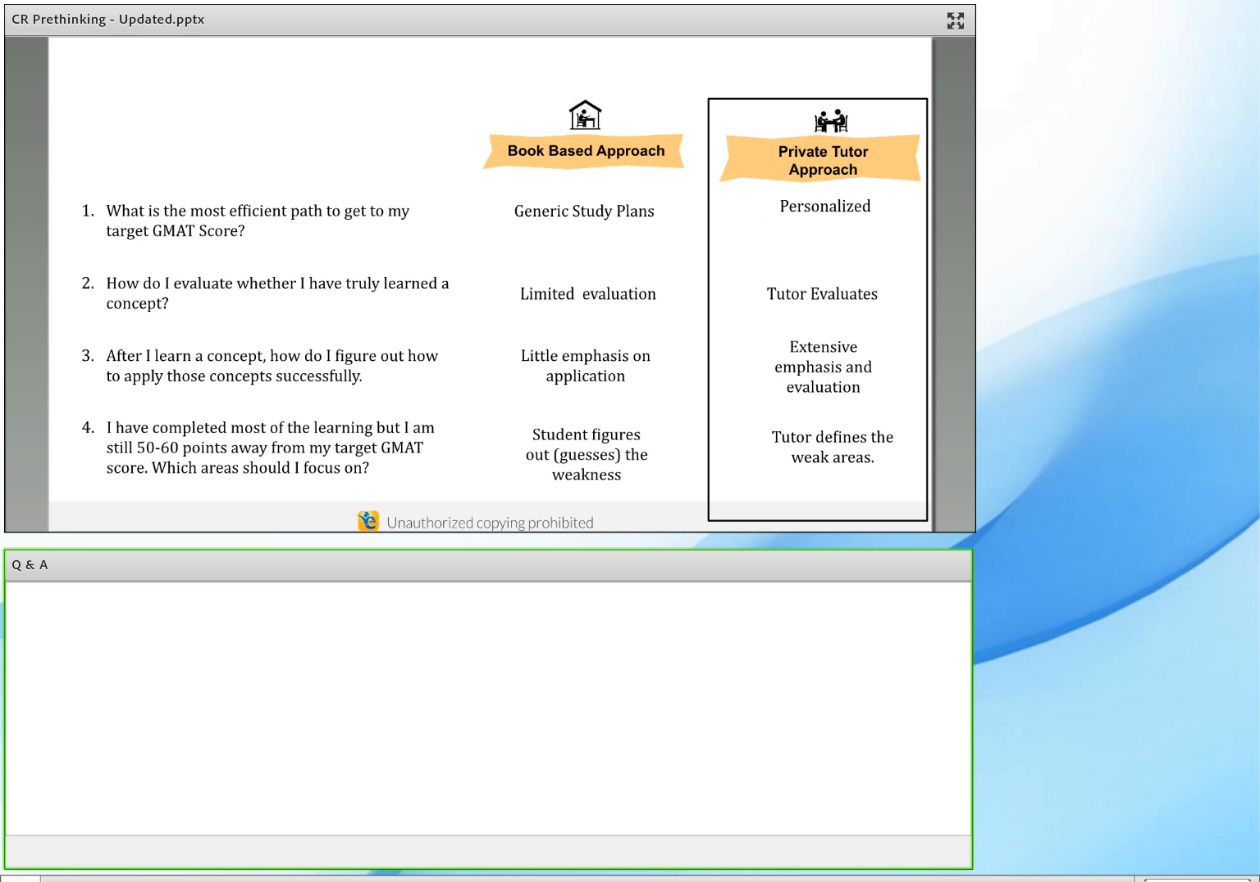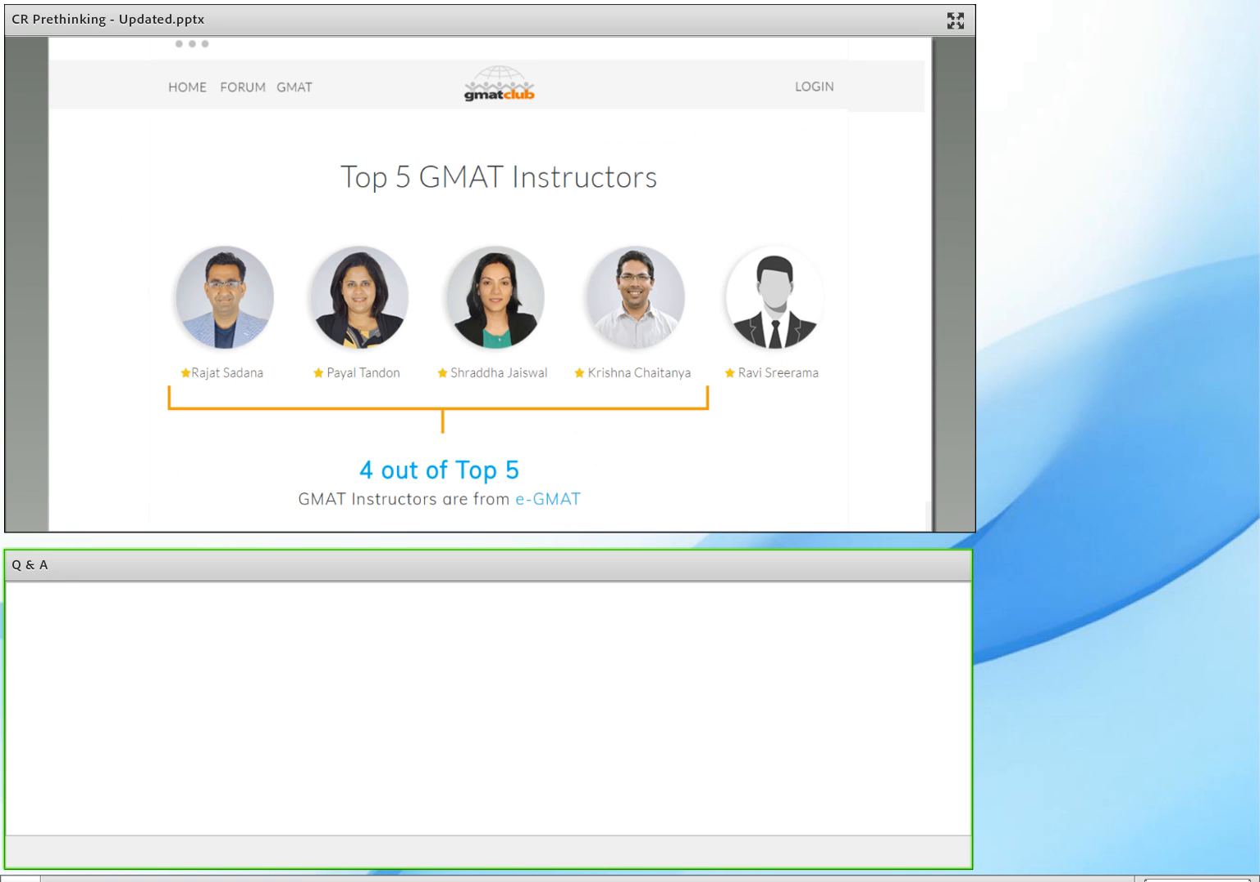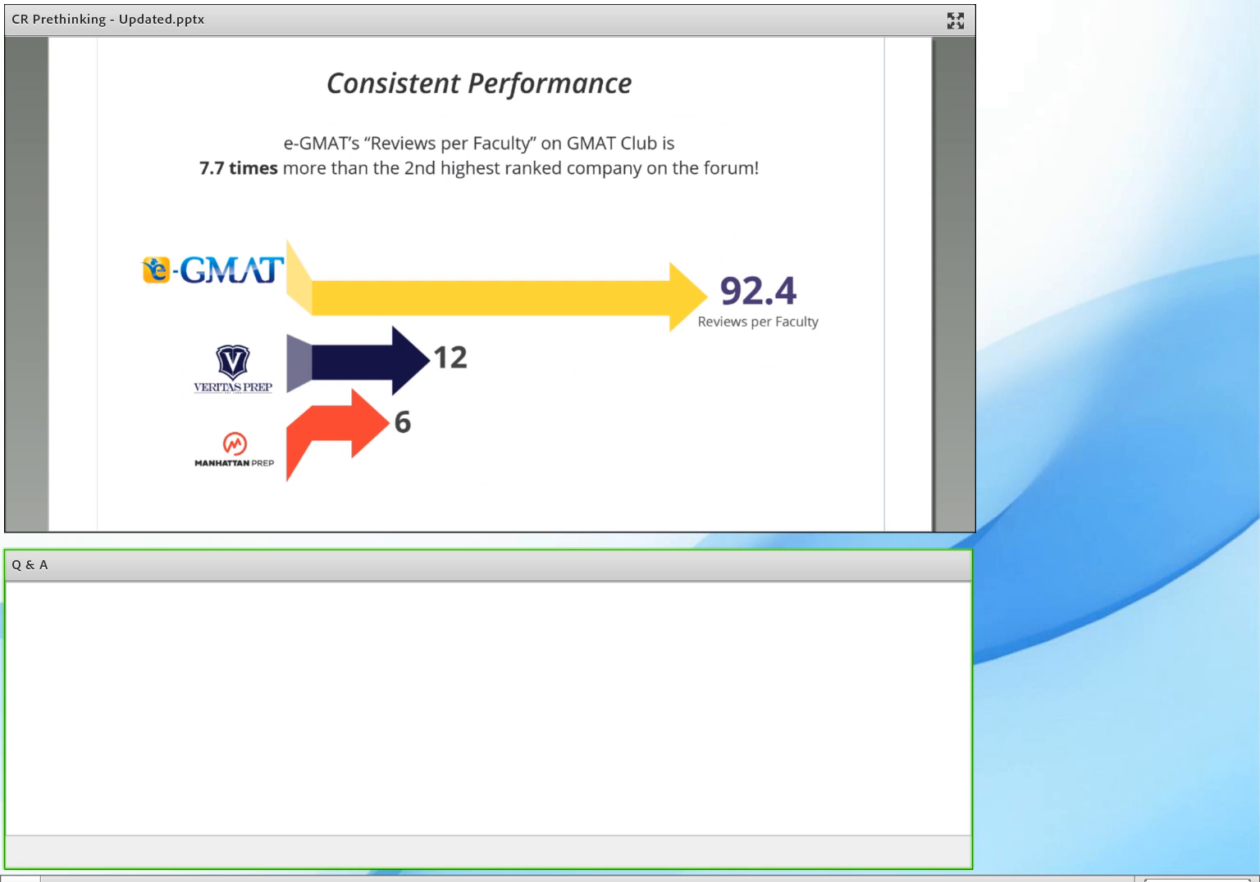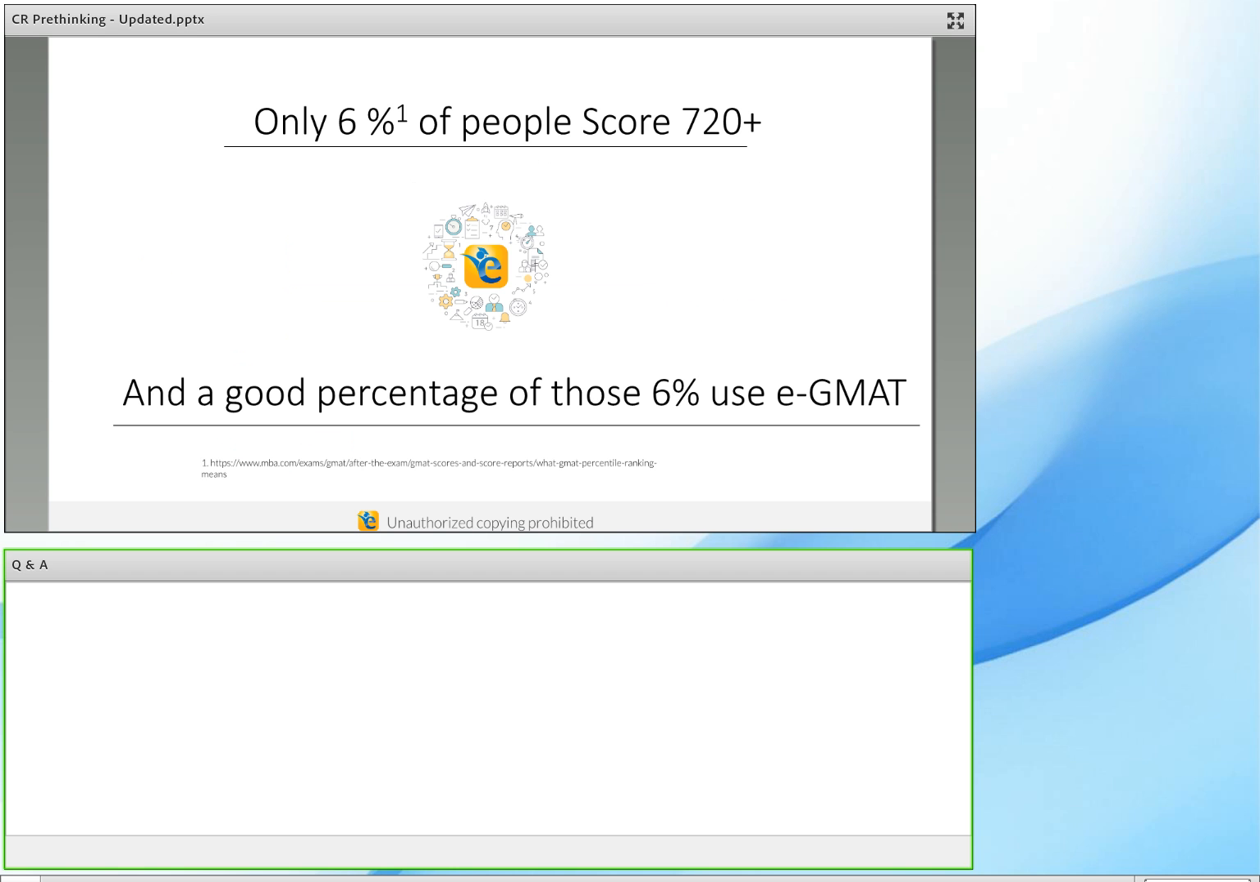So you can really see why we say most of the other courses are built around that book-based architecture, but the e-GMAT course architecture, the technology platform, is built around the private tutoring-based architecture. Who's created this course? Some of GMAT Club's topmost instructors have created this content, and instructors who've been reviewed a lot more frequently on GMAT Club.